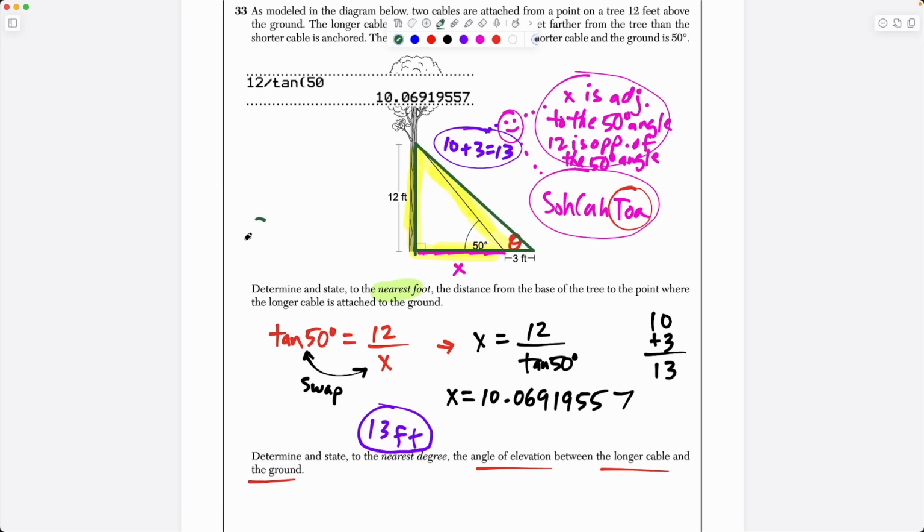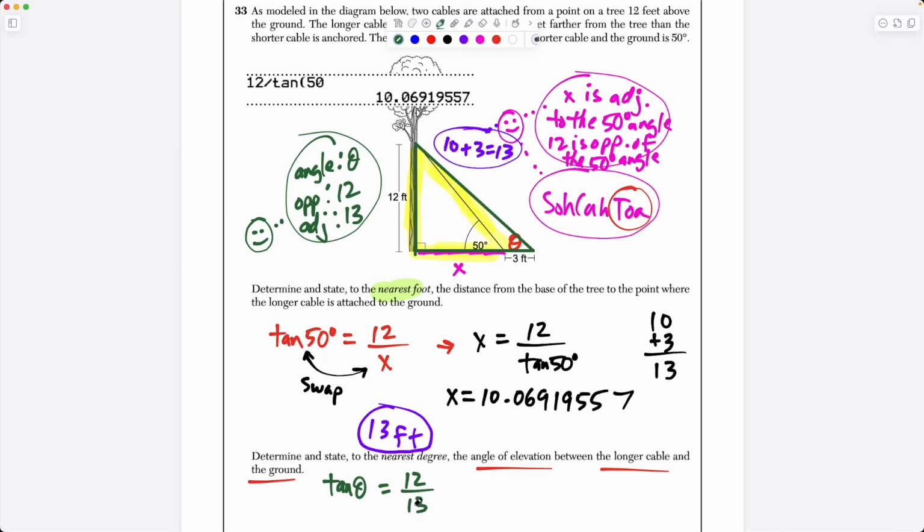Okay, so for this one, if we think about theta, notice that we have theta as our angle. So I'll just say angle theta, and opposite of theta is the side that is 12 units long. And then adjacent to theta, right next to it, is the side that we just found that was 13 feet long when we rounded. Okay, so we have 12 here and 13 here. So what we could say is that tangent of angle theta is equal to 12 over 13. Remember, when we say opposite adjacent, we should be thinking of the tangent function.